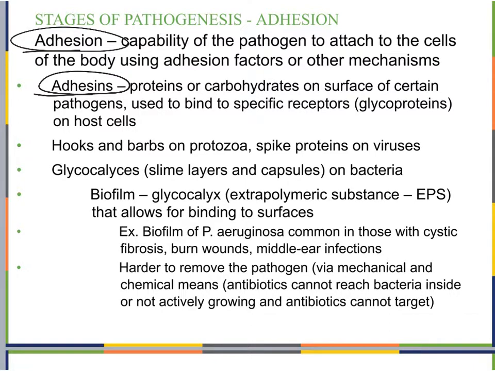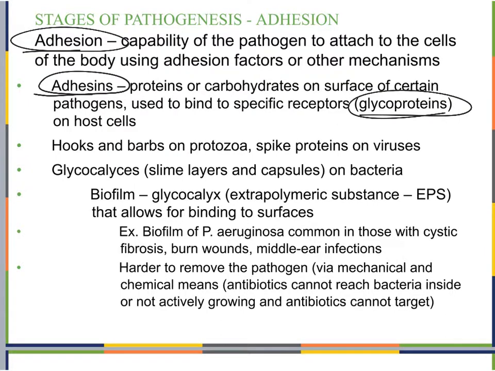Some of these adhesion factors are called adhesins. These are typically proteins, but also carbohydrates that are on the surface of certain pathogens. And these are used to bind to specific receptors. So oftentimes they are glycoproteins, and then they're going to be attaching to specific receptors on our host cells.